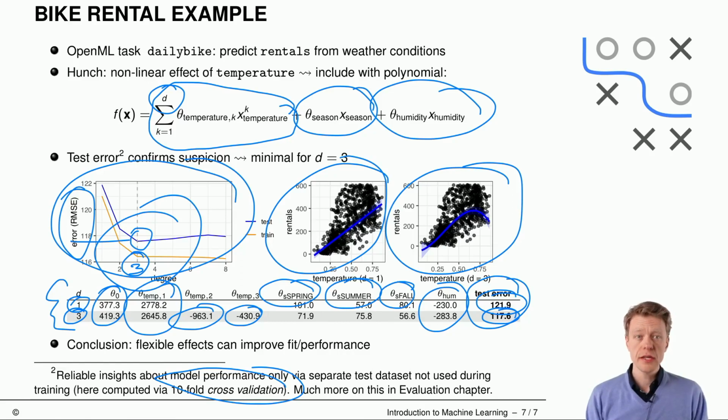So the conclusion here is that flexible effects can improve the performance of a model. And the caveat is that, of course, we have to be careful not to overfit, so not to be too flexible, because then we wouldn't generalize too well on new test data.